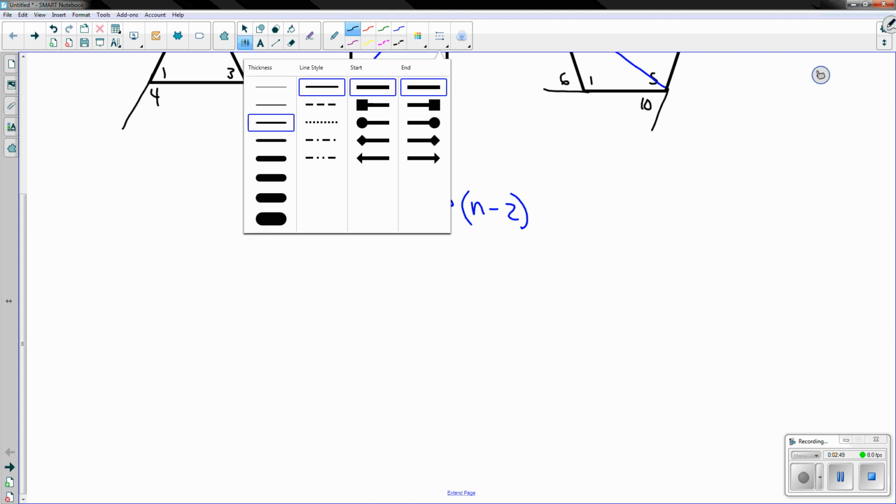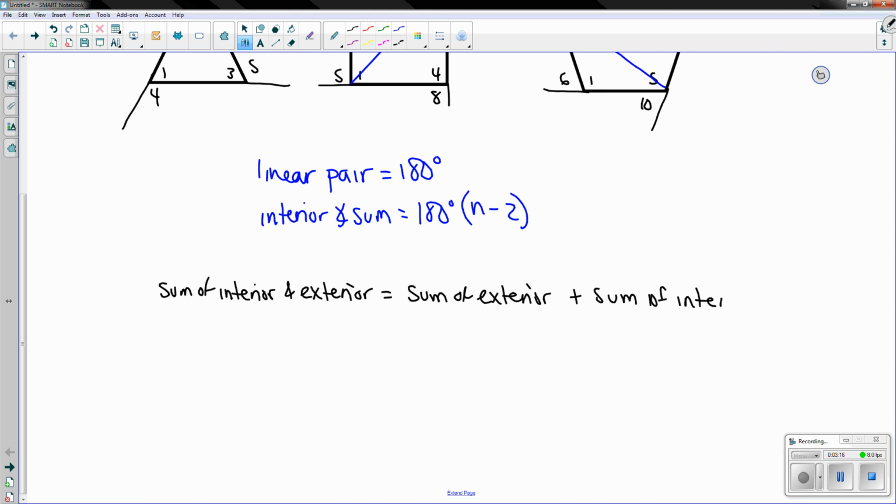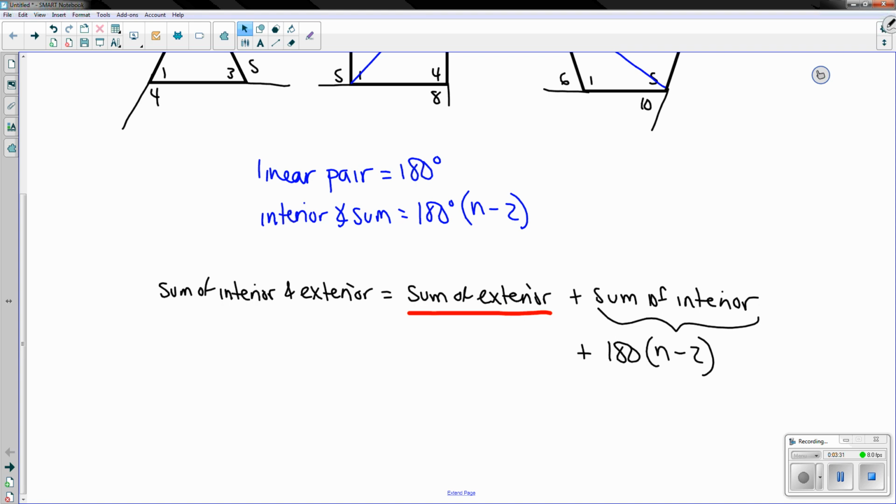The idea is going to be derived or determined through this equation. So we're going to take the sum of interior and exterior angles together, which should be equal to the sum of the exterior individually plus the sum of the interior individually. And that should make sense. And what we're going to do is solve this equation for the sum of the exterior, knowing what the sum of the interior is. As we've already discussed, it's going to be 180 times n minus 2. That's a representation for it.